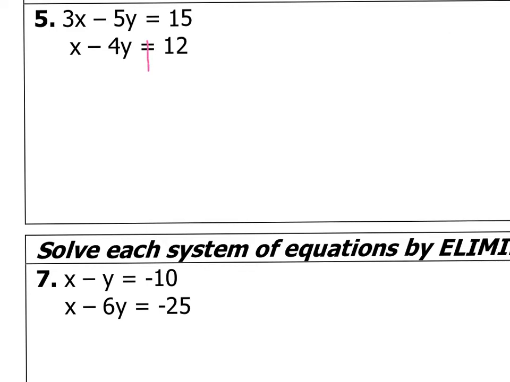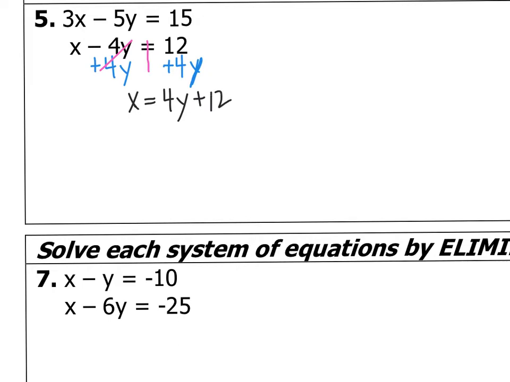Watch this. I am going to add 4y to both sides. Oops. Sorry, that y looks like an x. I'll try to fix it. And if I do that, I end up with a statement that looks like x equals 4y plus 12.